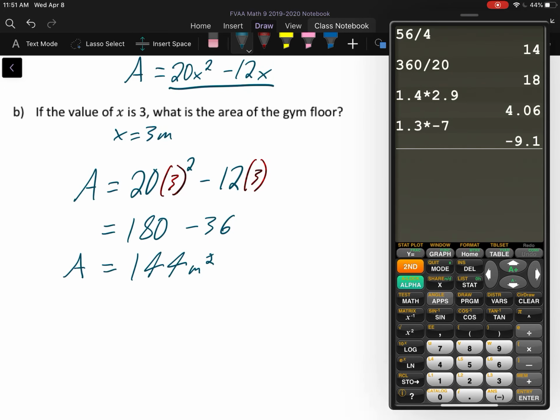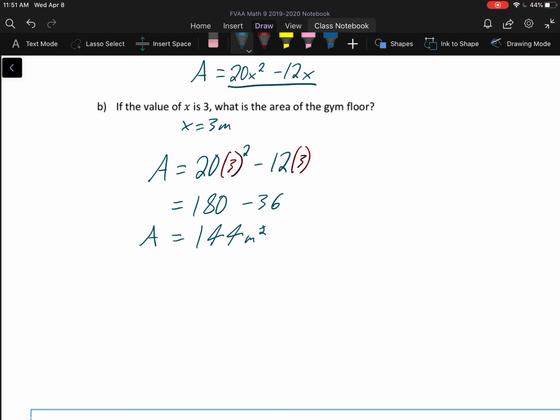We can double check our math. 20 times 3 squared minus 12 times 3, and sure enough, we get 144. So that's our final answer.